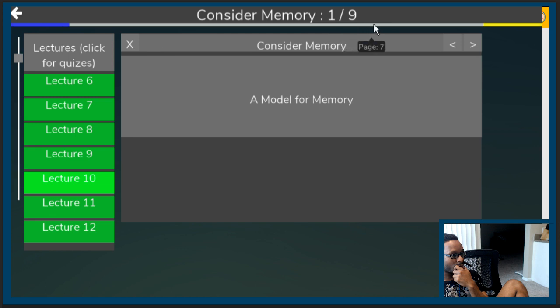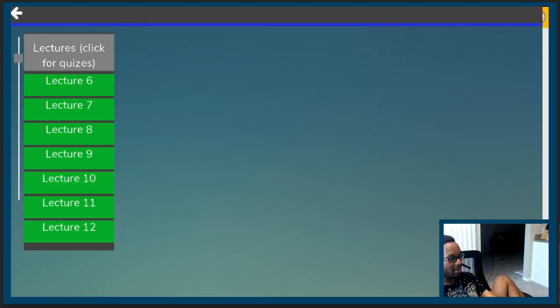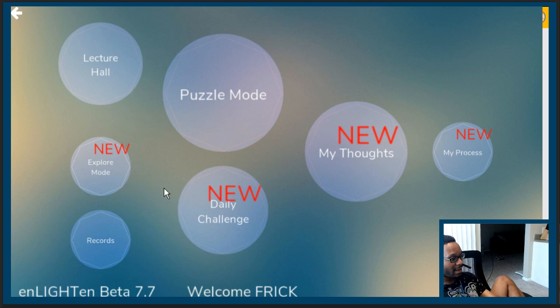Now it's time for us to consider memory. Oh, so Matt didn't do lecture 10. Well, if nothing else, when you play, Matt, just listen to a few more lectures, answer a few more questions, because the next lecture is about memory and how your memory works and how that might be relevant to the problems that you're facing.